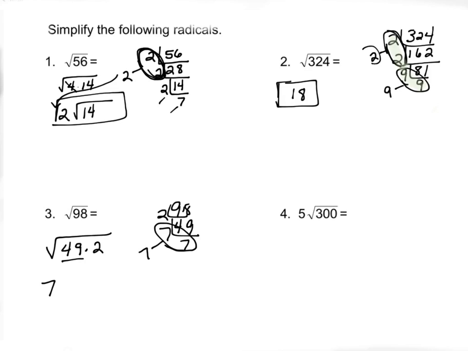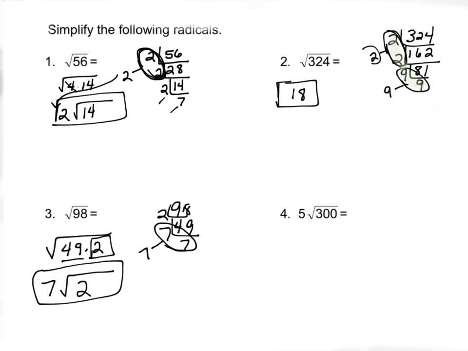So once we take the square root, it's in front of the square root symbol. And what's left underneath here that we couldn't take out front, couldn't take a square root of, is the 2. And so from either of these methods, you can get 7 times the square root of 2 as your simplified answer for the square root of 98.